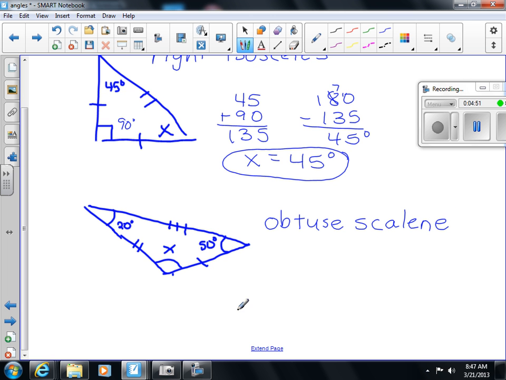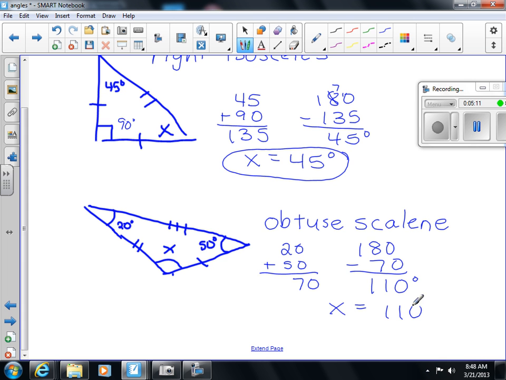Now we're going to find the measure of angle x. Okay, well, I have to find out what my two knowns are. What's 20 plus 50? Okay, write that down. And then how do I find the missing angle? 180 minus 70 is 110 degrees. So x is equal to 110 degrees.